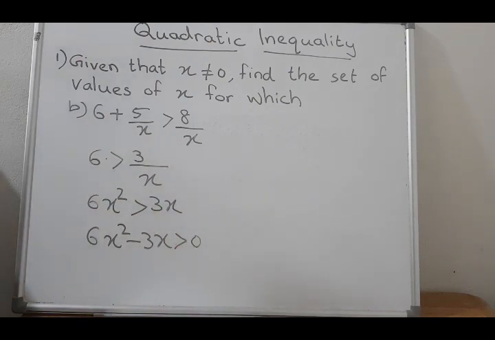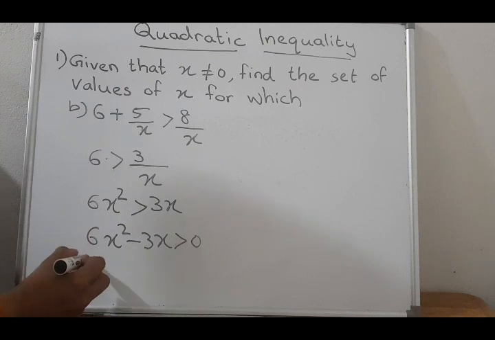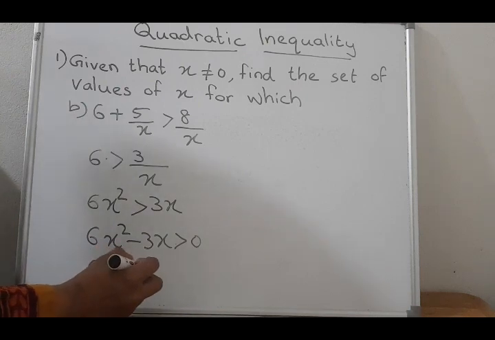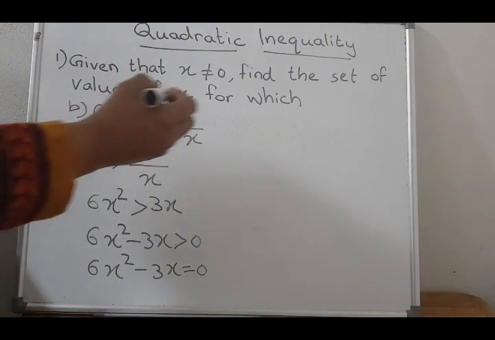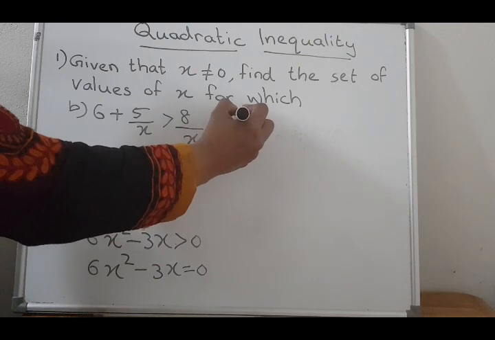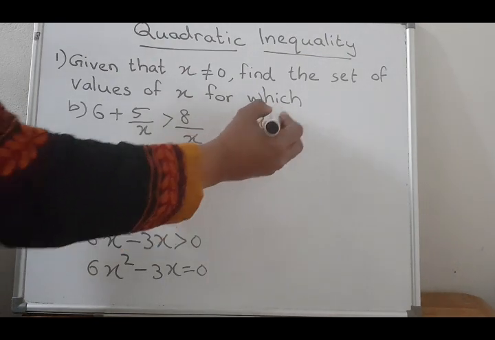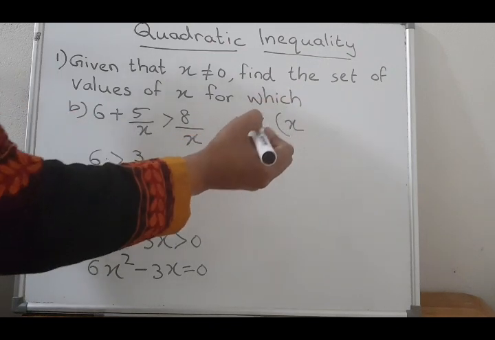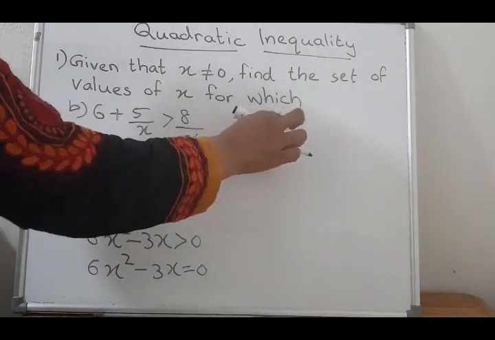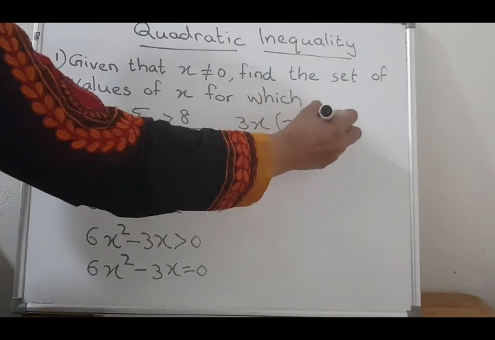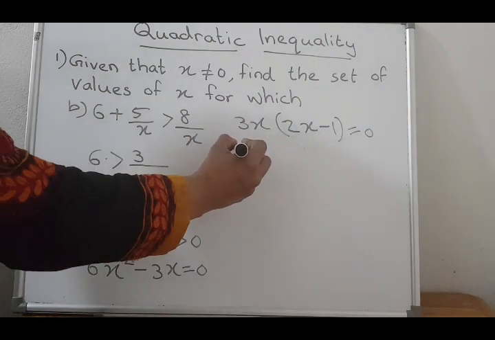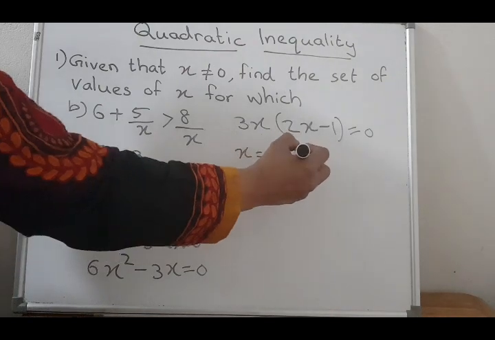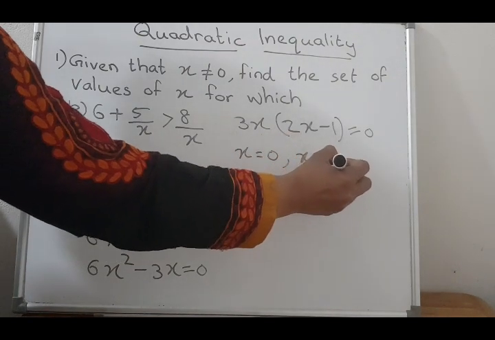Now you see, to get the critical values, we have to solve the corresponding quadratic equation. That is 6x square minus 3x is equal to 0. So we can factorize it. 3x times 2x minus 1 equal to 0. That gives x equal to 0 or x equal to 1 divided by 2.